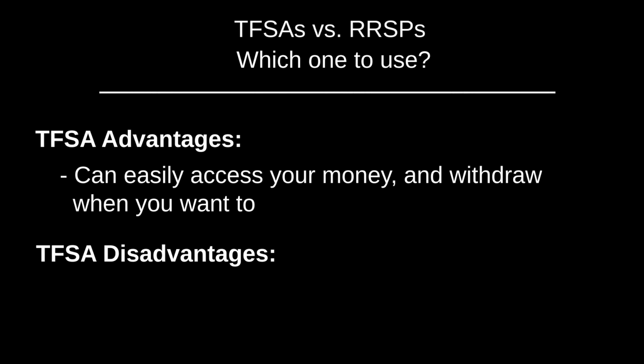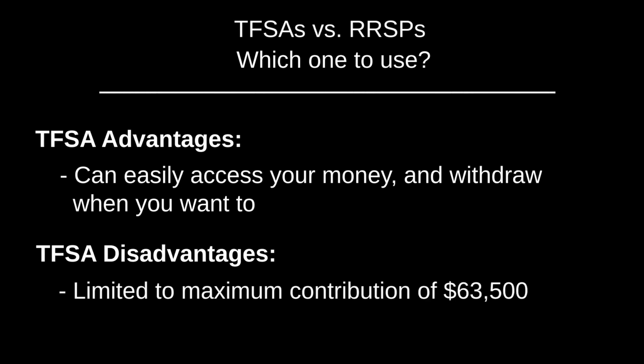So let's talk about the disadvantages of a TFSA account as compared to an RRSP account. The first disadvantage is that you're limited to a maximum of $63,500 total contribution into a TFSA account. For a lot of people that's not going to matter, but if you have more than $63,500 to invest, you're not going to be able to put all of that into your TFSA account.